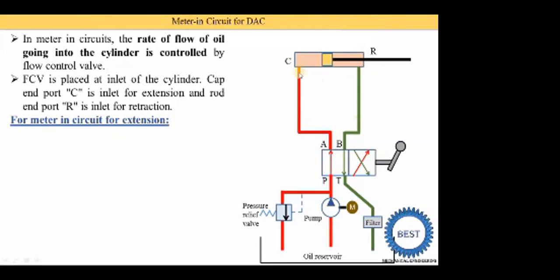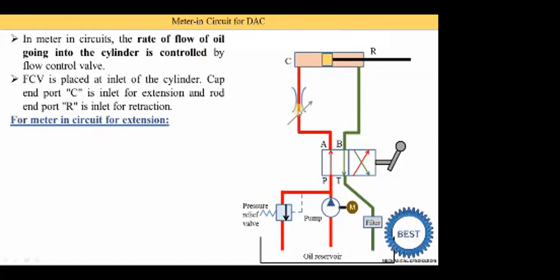Means for the extension, the inlet is on the cap end side. Okay, and this is the outlet for the extension. During the retraction it is the change. Now, according to the name, meter-in circuit, for the extension this is the inlet side, so we need to put this flow control valve in this line.